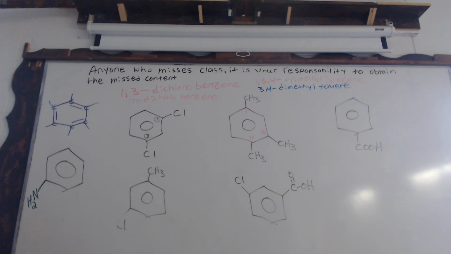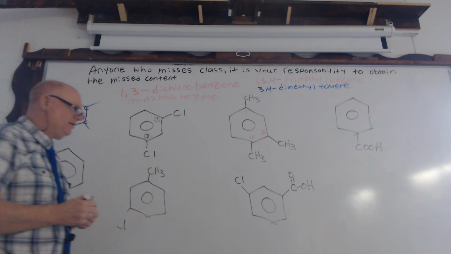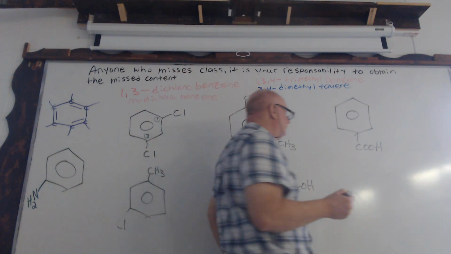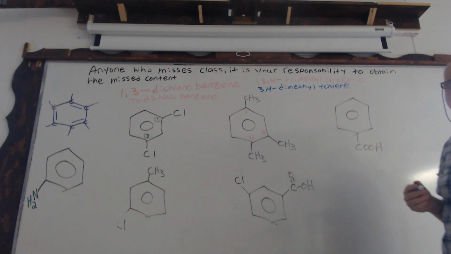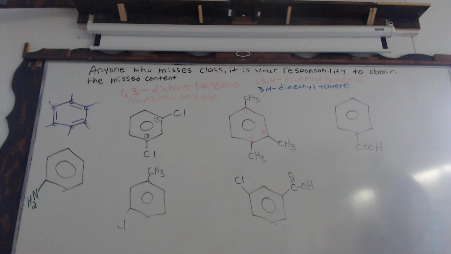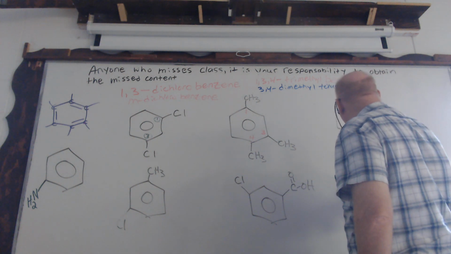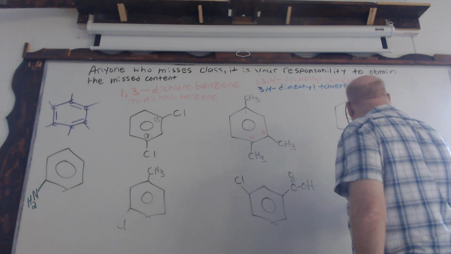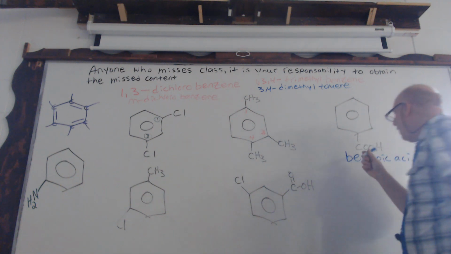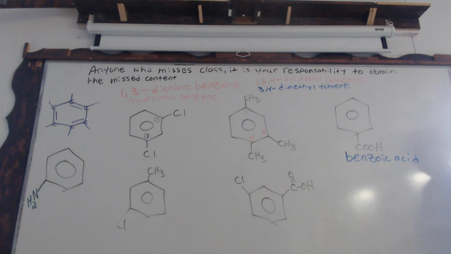Okay, now the most difficult one's done. The far one on the right, you can say carboxybenzene or benzoic acid. I highly doubt anyone's going to do anything other than this. I don't know why you'd want to call that carboxybenzene, but you can. We'd probably just refer to that as just benzoic acid.